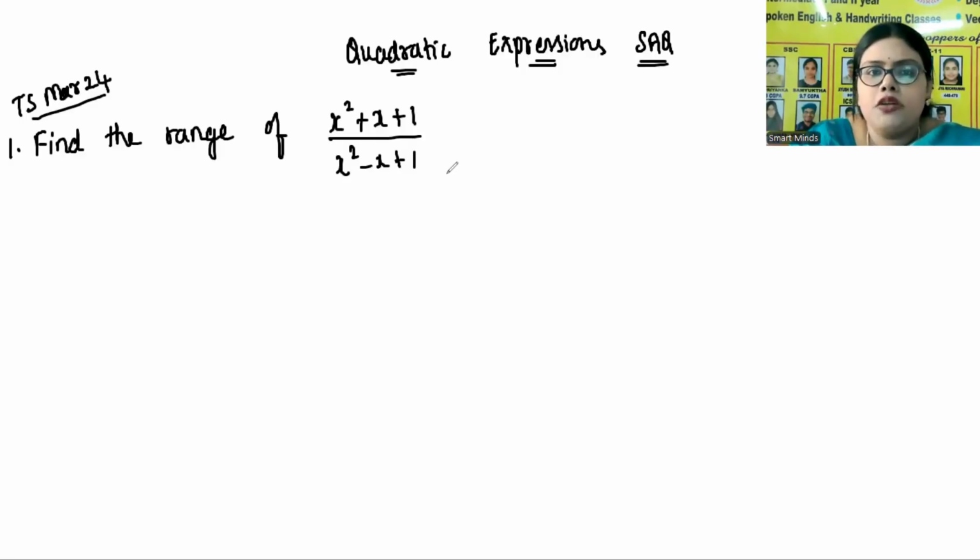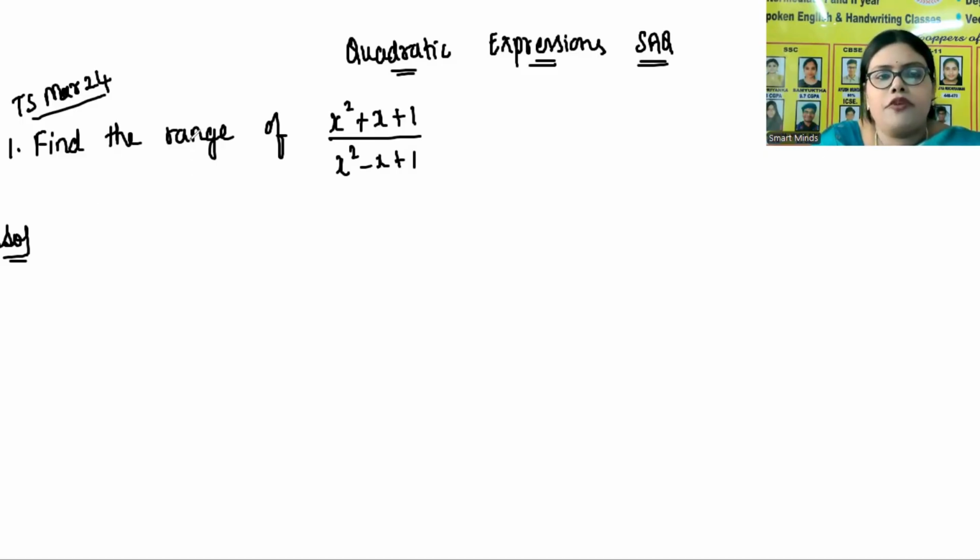So in this session, we will be covering quadratic expressions SAQs. Almost all of these are range related problems. So take the first question. This is very important. It last appeared in the TS March 24 paper.